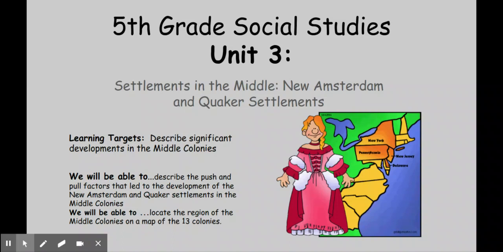We will be able to describe the push and pull factors that led to the development of the New Amsterdam and Quaker settlements in the middle colonies. We will also be able to locate the region of the middle colonies on a map of the 13 colonies.